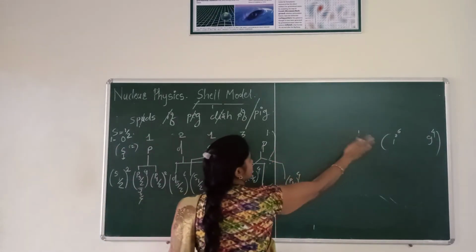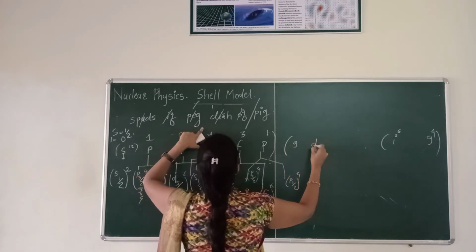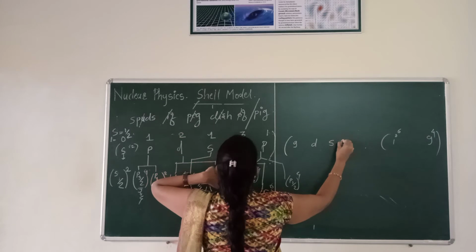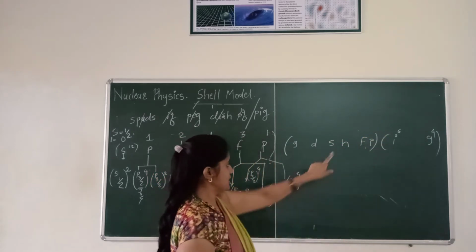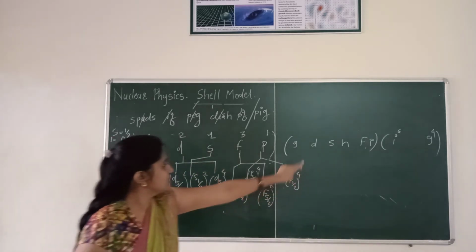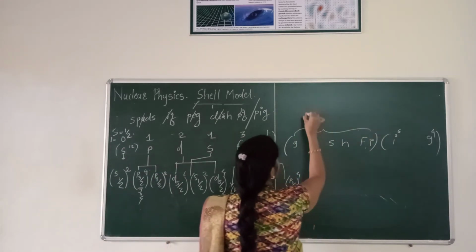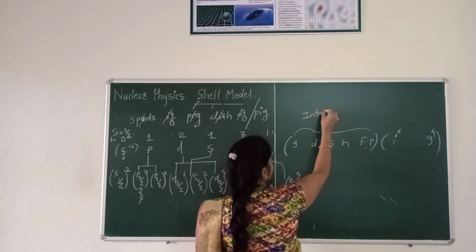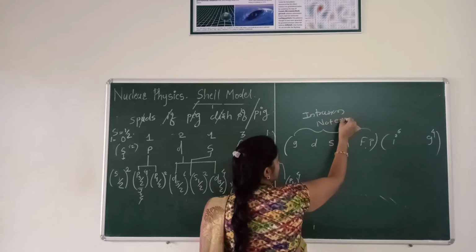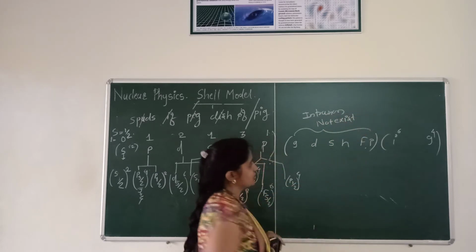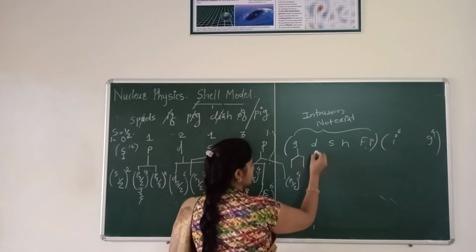Now after that, G, D, S, H, F and P. Even though this S is also repeated, D is also repeated, here intrusion does not exist. Intrusion does not exist. Understand? Means what? We have to write it separately.